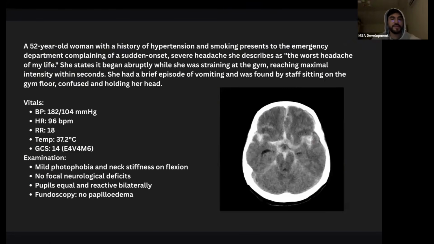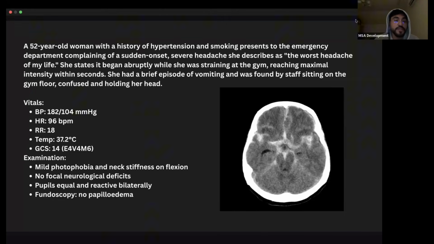Now, let's have a quick case. This is a 52-year-old woman with a history of hypertension and smoking, presenting to the emergency department with sudden onset, severe headache she describes as the worst headache of my life. She states it began abruptly while she was training at the gym, reaching maximal intensity within seconds. She had previous episodes of vomiting and was found by staff sitting on the gym floor, confused and holding her head. All right, she has high blood pressure.